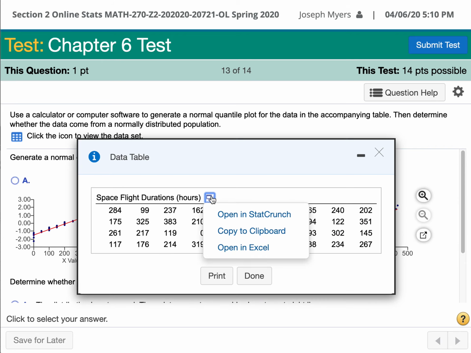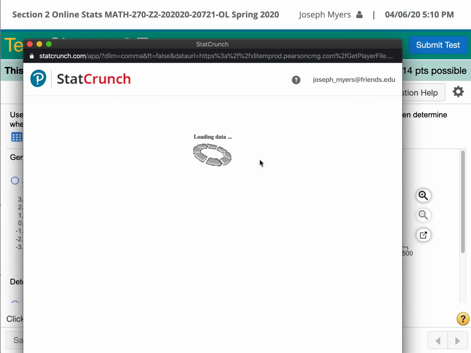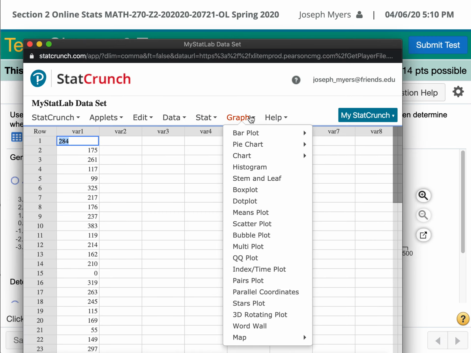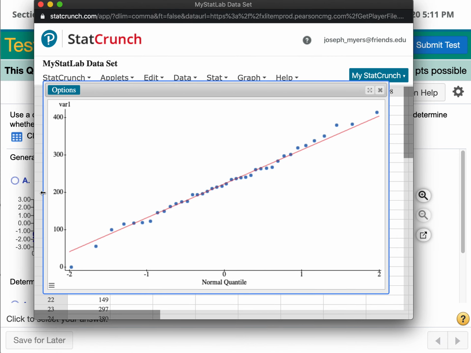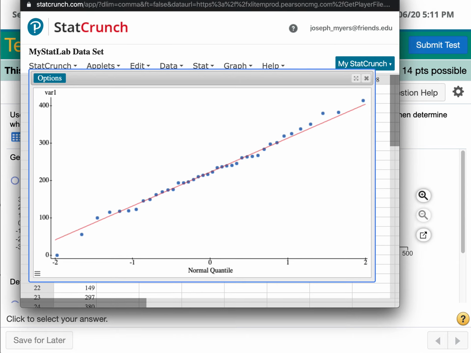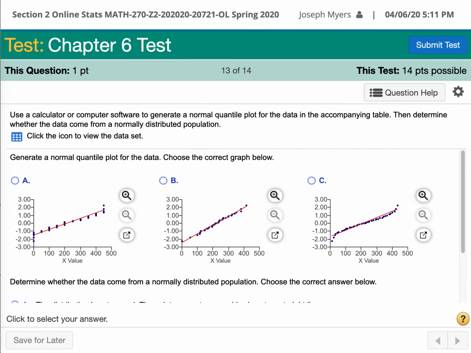Okay, so I'm going to open this data set, open in StatCrunch. I'm going to do the same thing again. So graph, QQ plot, select variable 1, click compute. Okay, so now it says select the graph below. Now this graph is a little bit taller than the other graph, so I'm going to make it wider. And then you can just tell by looking at it. So which one looks like that graph?